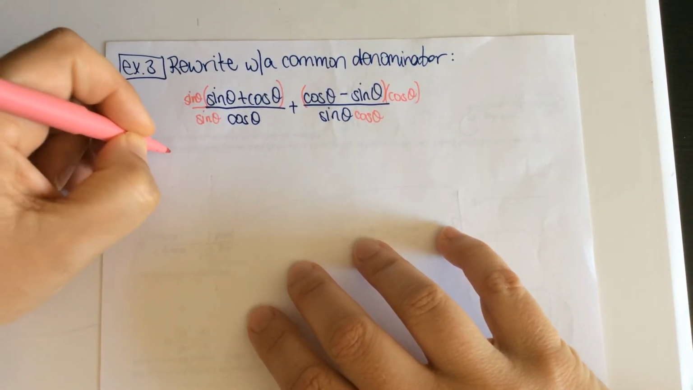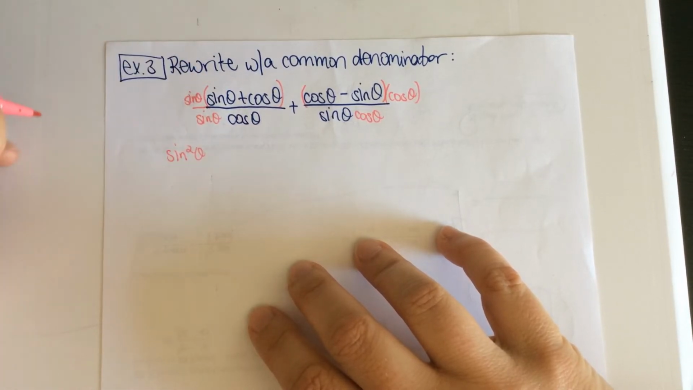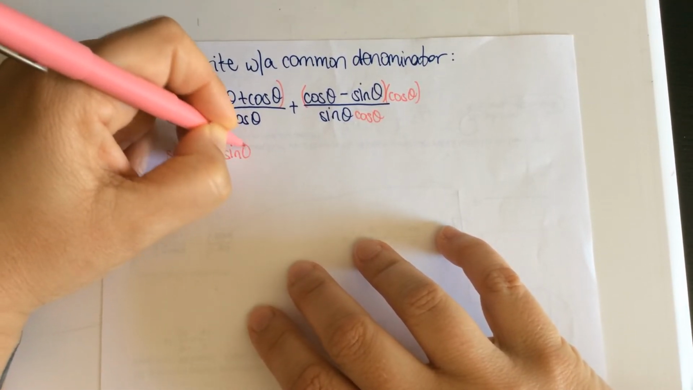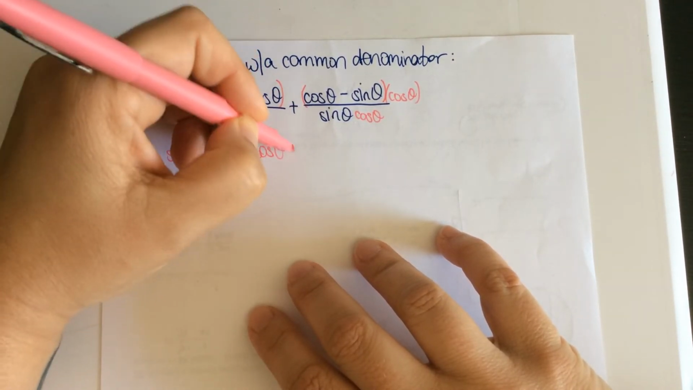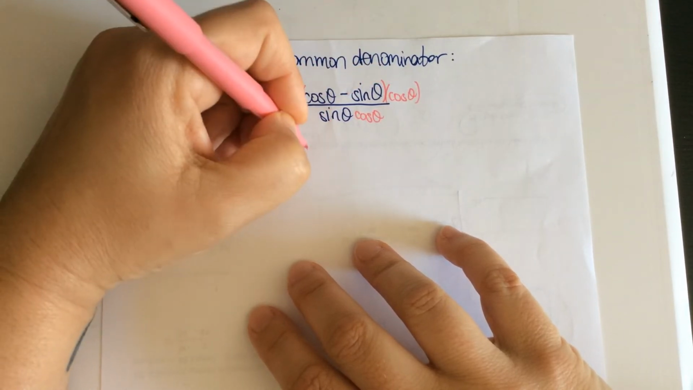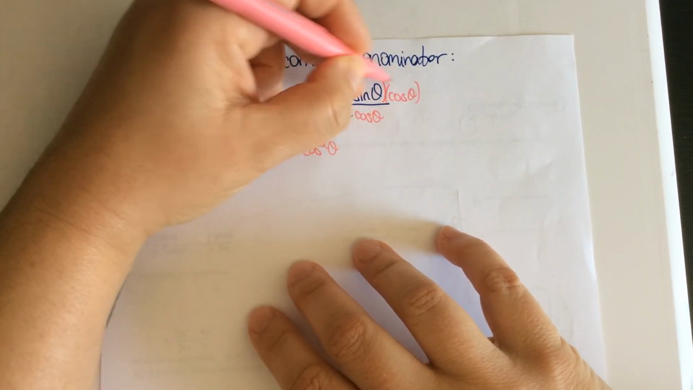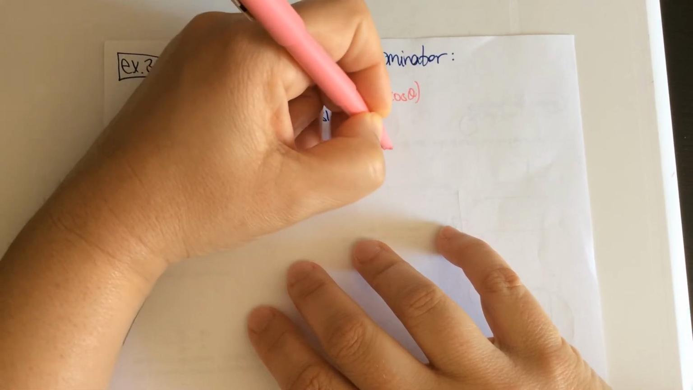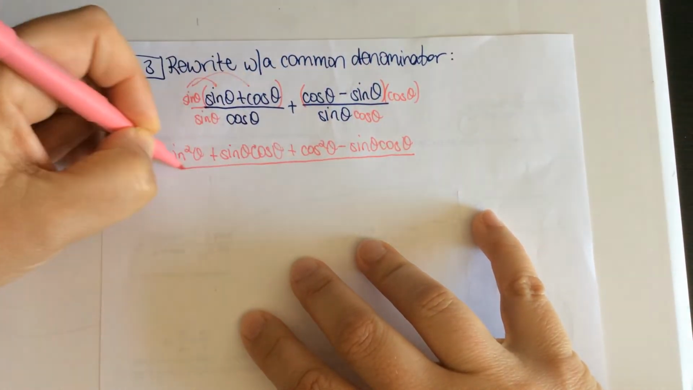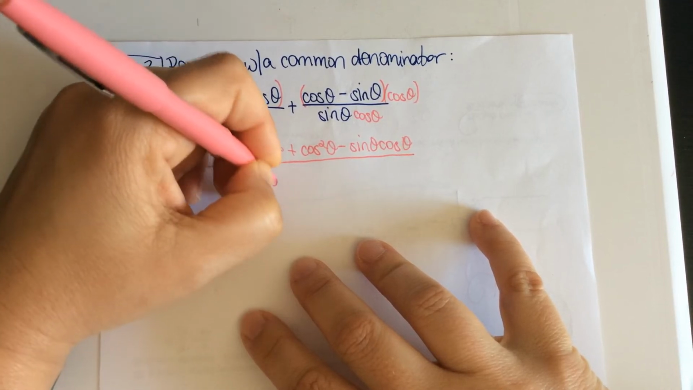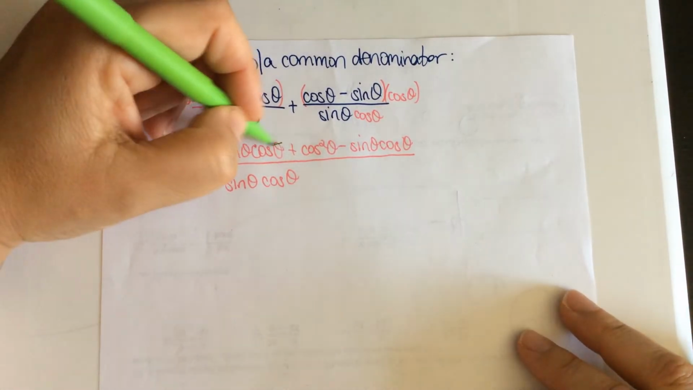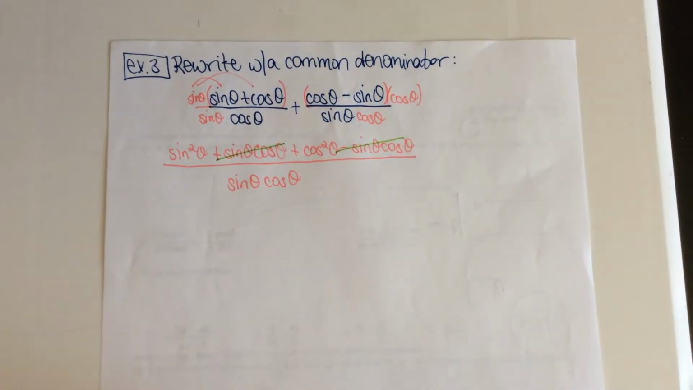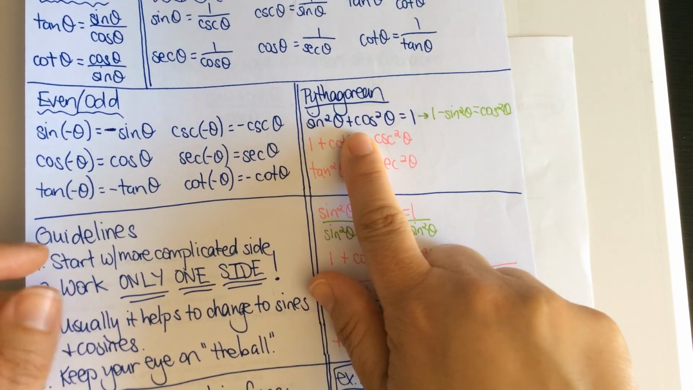Okay, I'm going to distribute. Maybe you got that, maybe you didn't. Sine times sine is sine squared. Sine times cosine, right? Distributing here. And then I've got the plus. Cosine times cosine is cosine squared minus sine times cosine. And then my common denominator was that. And then now you're all seeing that sine cosine and sine cosine goes away. And hopefully you're seeing sine squared plus cosine squared equals 1.